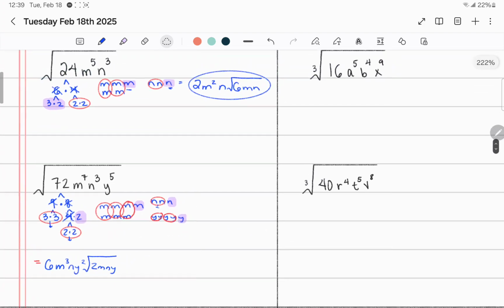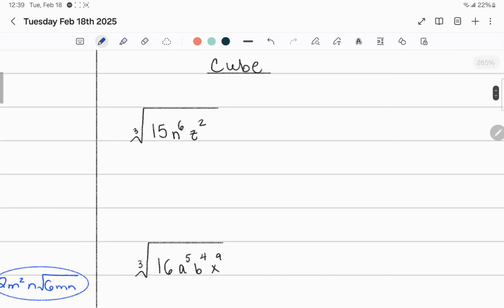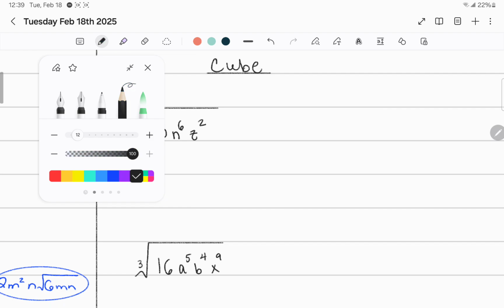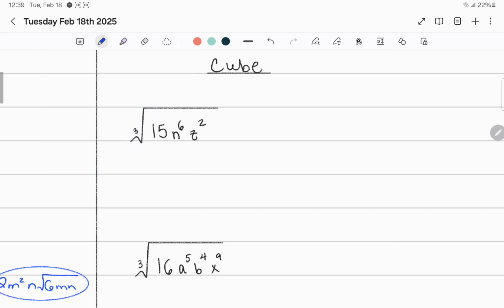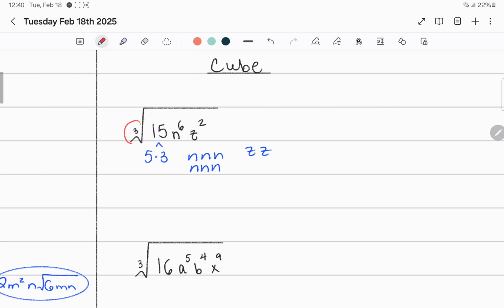So for cube root, it's all the same, except now we're doing groups of 3. So I'm going to fast forward through the breaking down part. So here we're doing groups of 3.